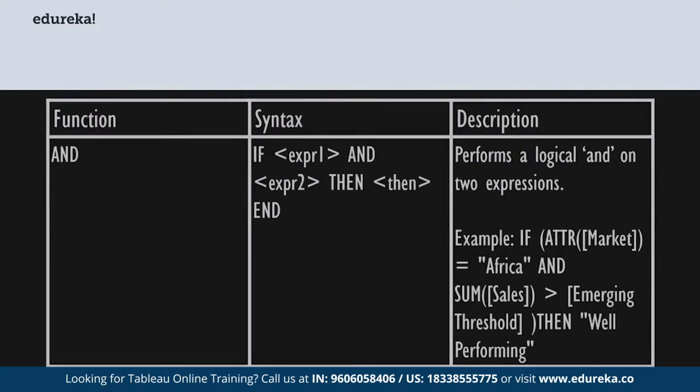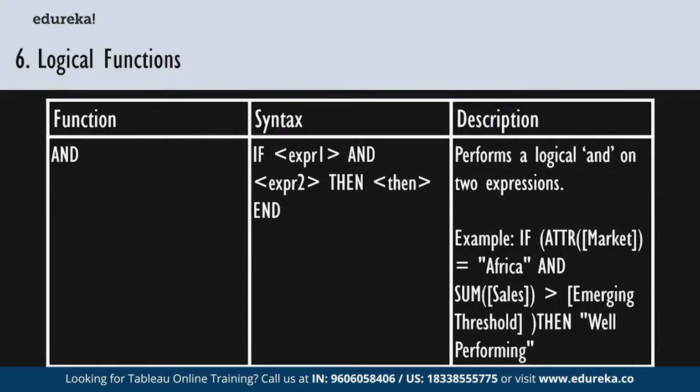So first of all, the AND function. Now basically this performs a logical conjunction of the two expressions. So basically it's the logical AND. If you look at the given example, it says if your market equals Africa and the sum of sales are both greater than the emerging threshold, then it should give the output well performing. Notice how both of these conditions have to be true for Tableau to give you an output of well performing. That is what logical AND does. For logical AND to work, both of the conditions need to be true.